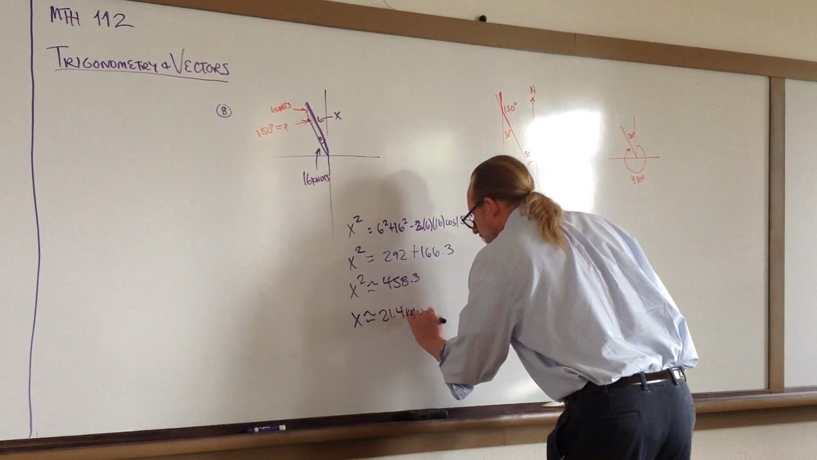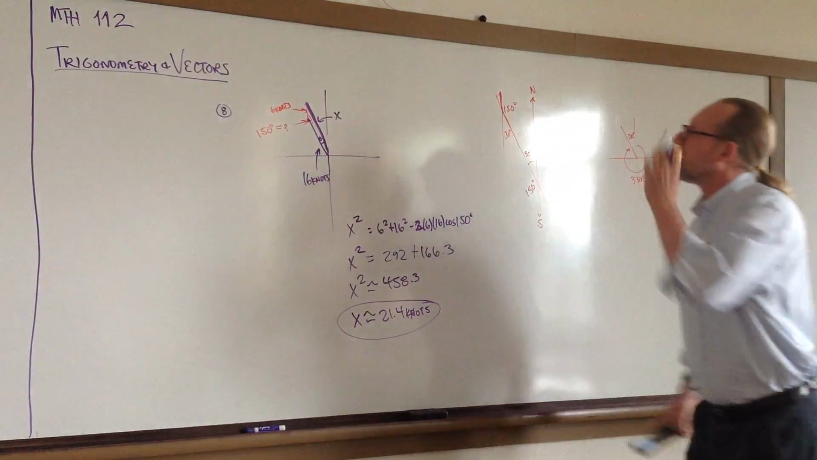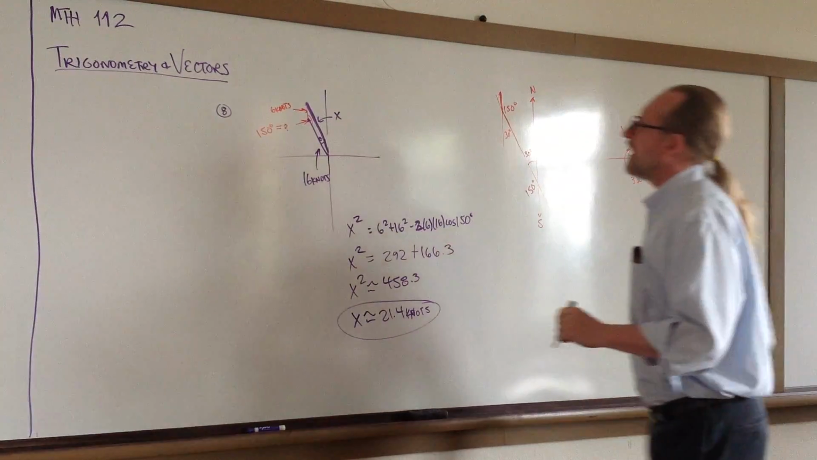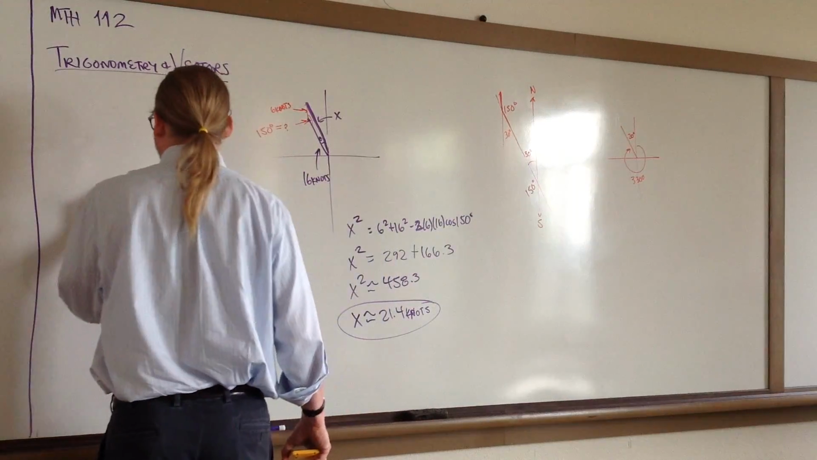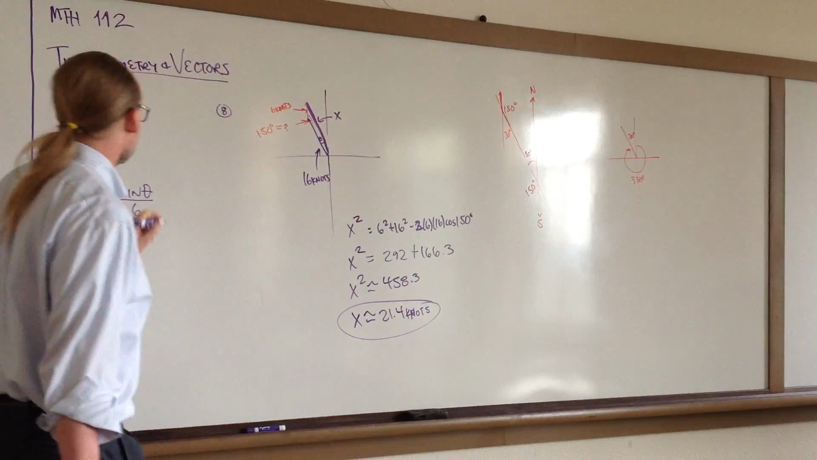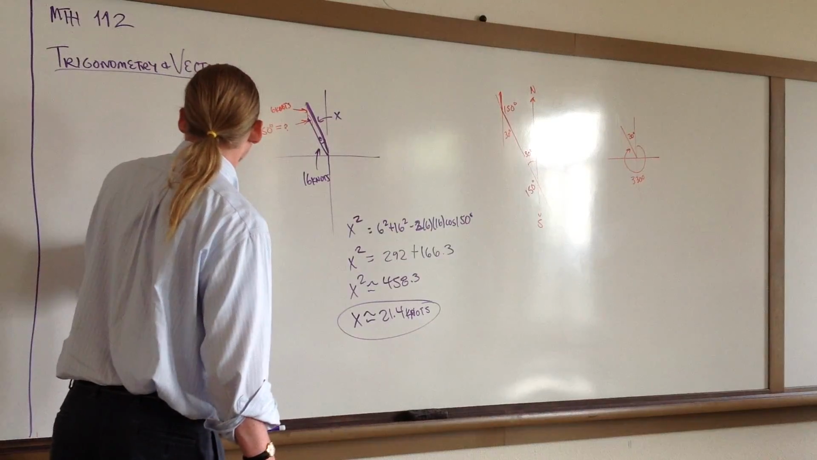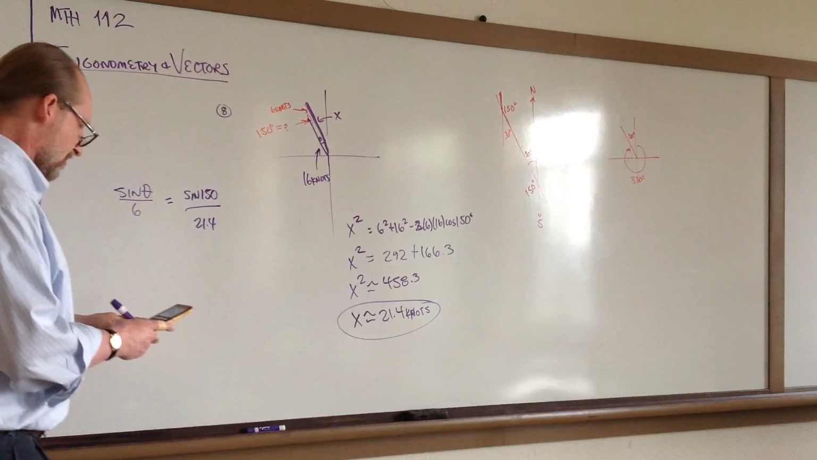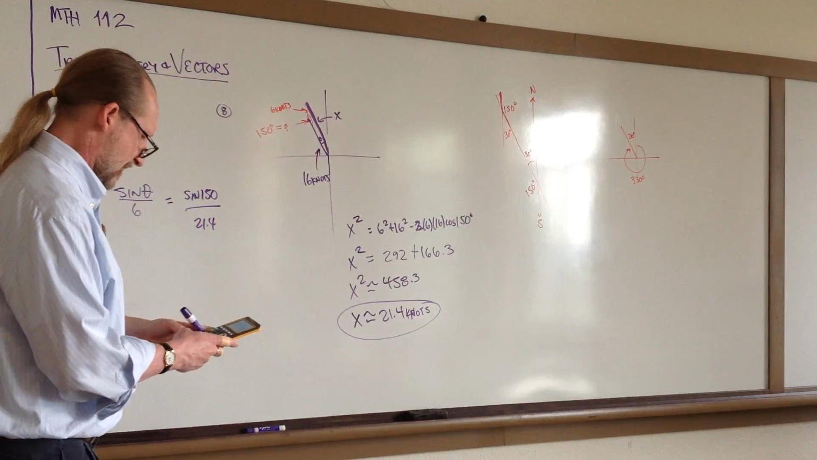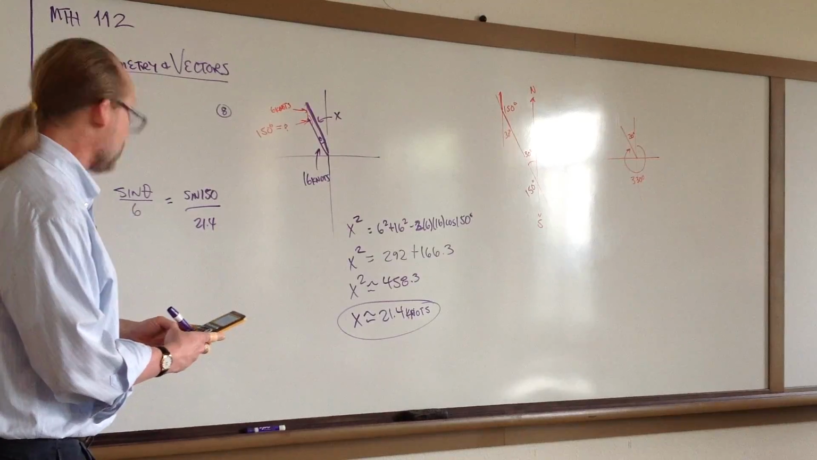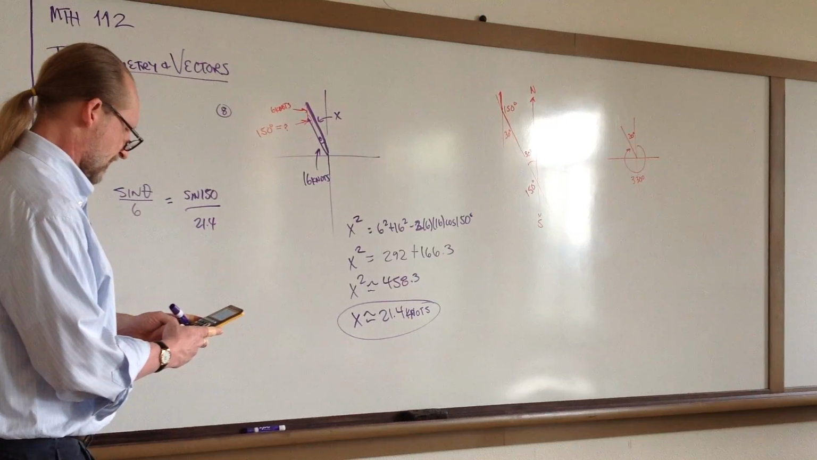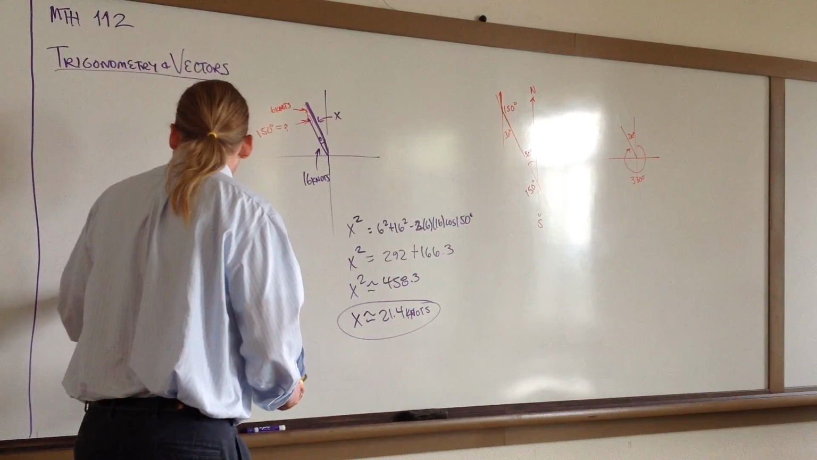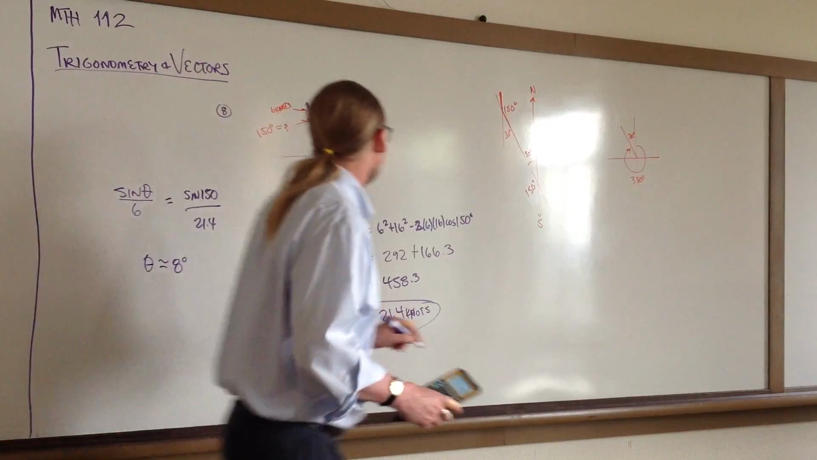Okay, now we've got to find this angle theta in here, and so again we need the law of sines. So we'll say sine theta over 6 should be equivalent to the sine of 150 over 21.4. Let's see here. Sine of 150 divided by 21.4 times 6, and then we take the inverse sine. About 8 degrees is what we're seeing here. Theta is about 8 degrees.